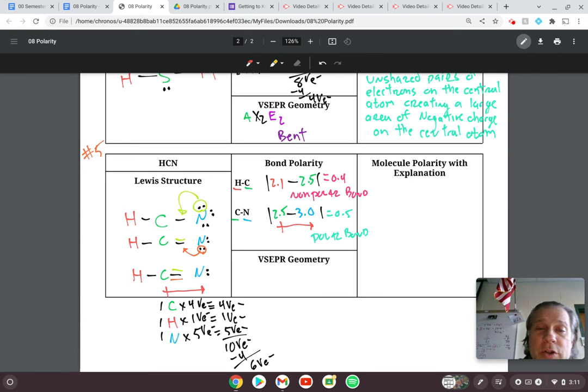We also have to add partial charges. So we are going to have a delta negative on the more negative side, or on the larger electronegativity, and a delta positive on the smaller electronegativity. So that would be delta negative and delta positive, like so.